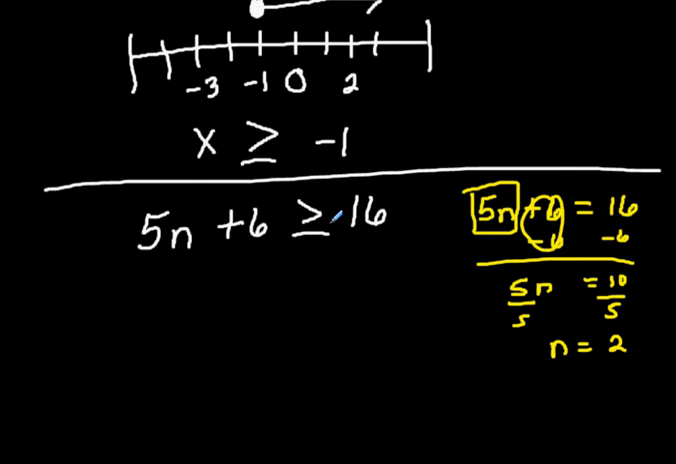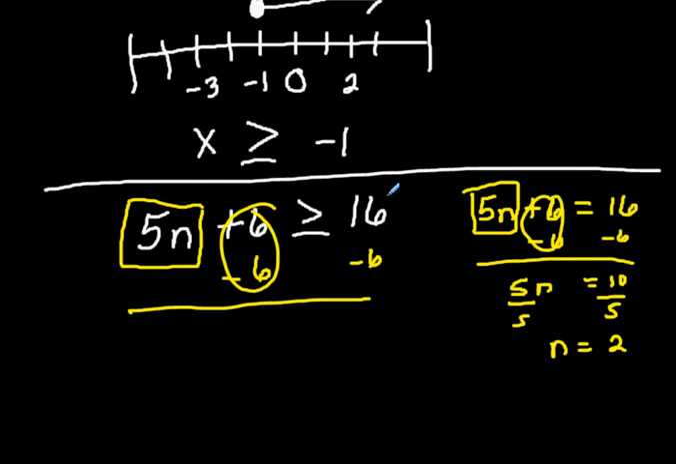Well, the rules do not change with inequalities. The rules are still the same. Notice, subtract 6. Oh, I almost forgot. Box the variable. Subtract 6 on both sides. That goes to 0. 10. And that gives me 5n here. Divide by 5. And then n is greater than or equal to 2.